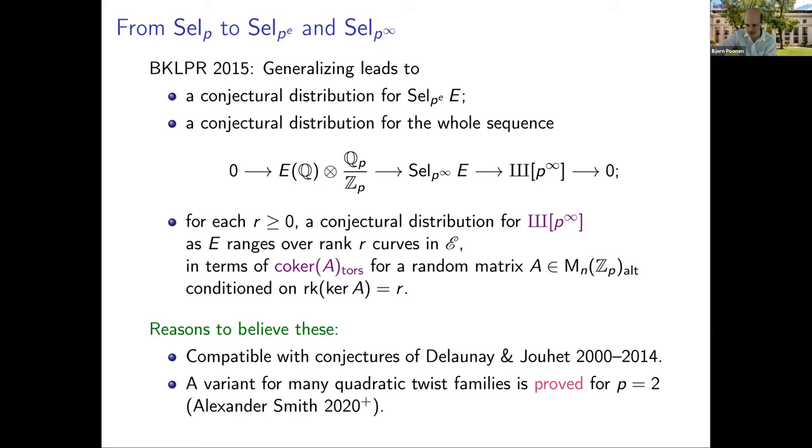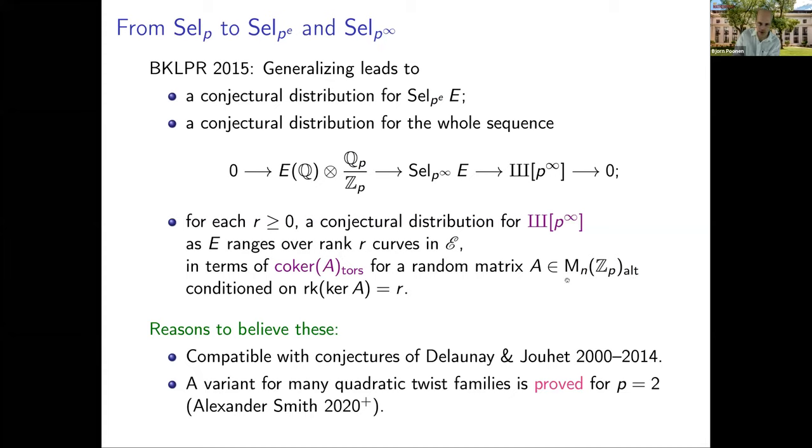So there's some linear algebra construction that gives you this, and it amounts to taking a random matrix over Z_p with respect to Haar measure that's alternating, which means that it's equal to the negative of its transpose. So it's like a skew-symmetric matrix. That's what this little alt means.